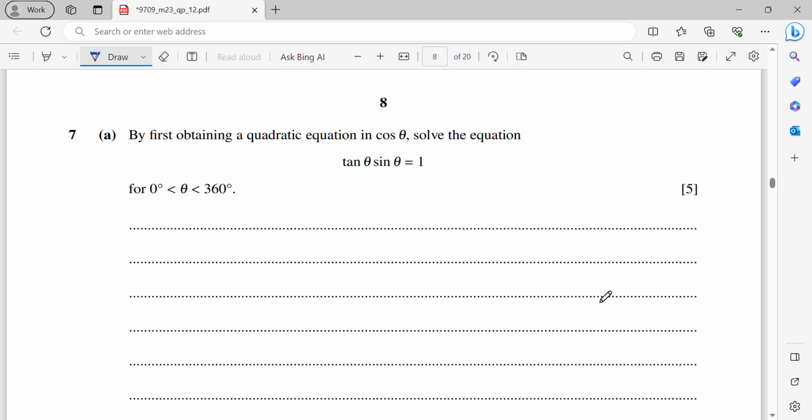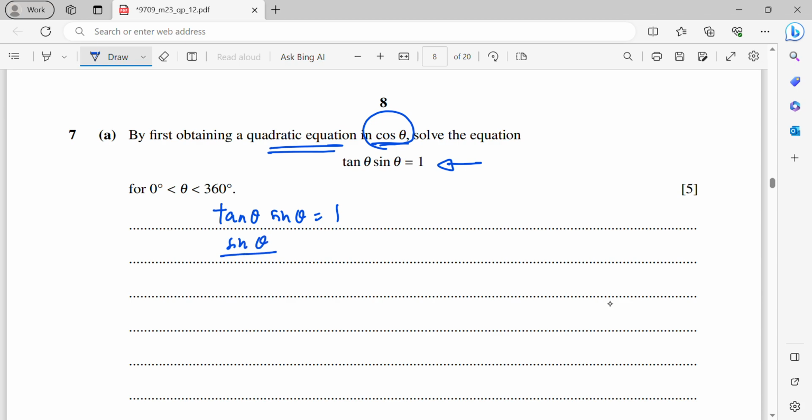Okay, now let's move on to question 7a. By first obtaining a quadratic equation in cos theta, solve the equation tangent theta sine theta is 1 for theta between 0 and 360 degrees. So the hint is already given. You have to change to a quadratic equation in terms of cos theta. So what we need to do is just use the definition for tangent theta. Tangent theta is basically sine theta over cos theta. So firstly, I will copy the question, then change the tangent theta into sine theta over cos theta.